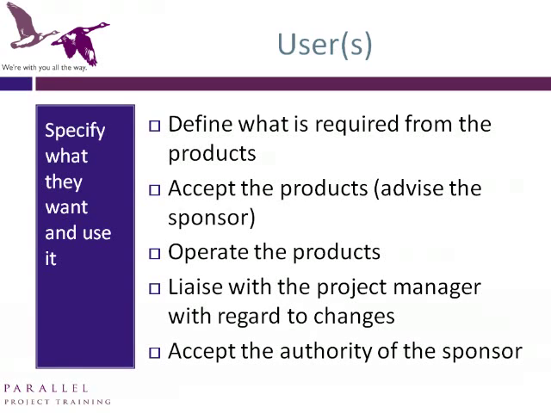The user's role is to define what they want from the product. Their role includes accepting the products into service. They must operate the products and liaise with the project manager to identify changes. Ultimately, though, they must accept the authority of the sponsor to define what the business requirements are.